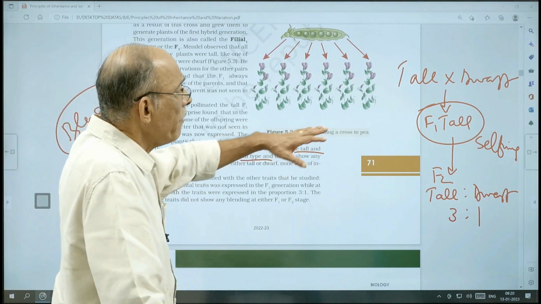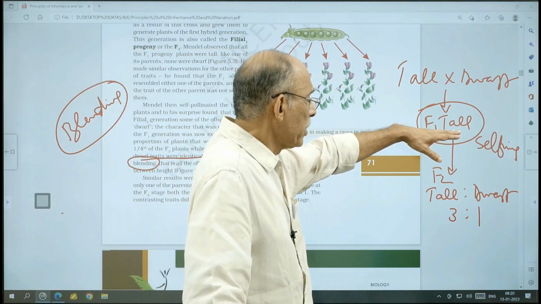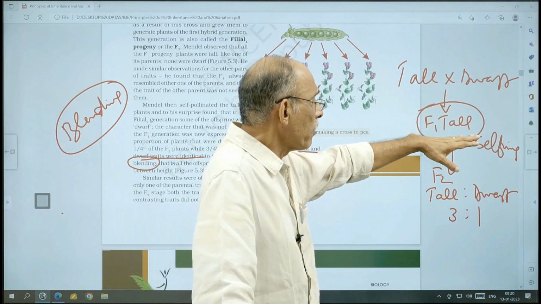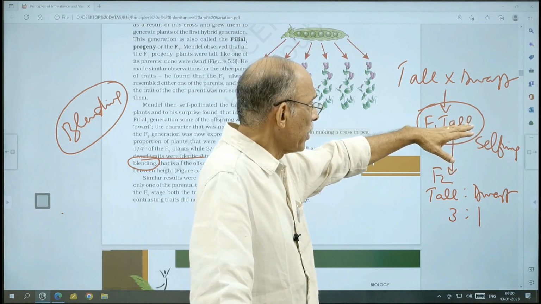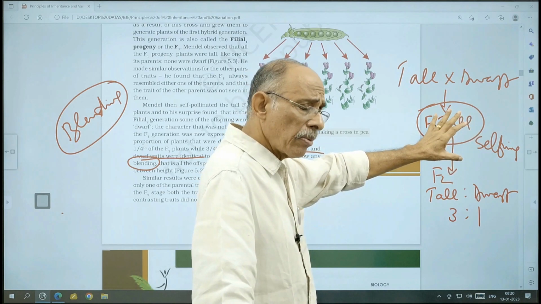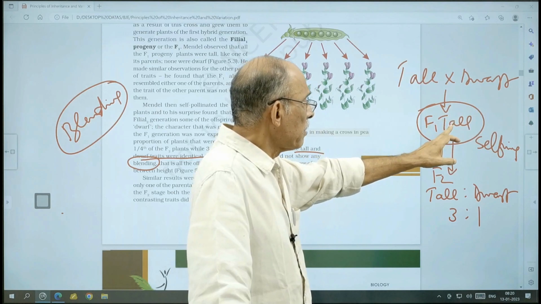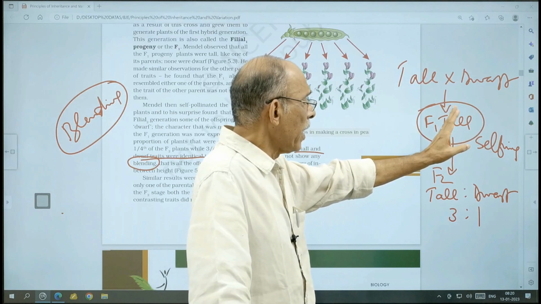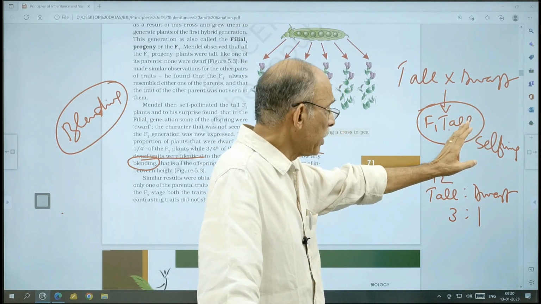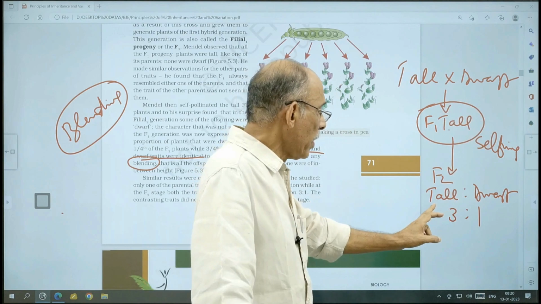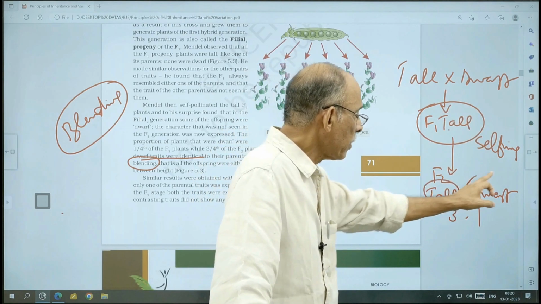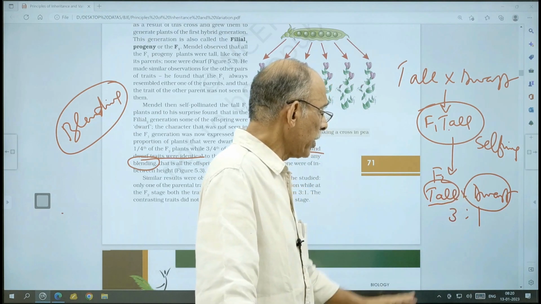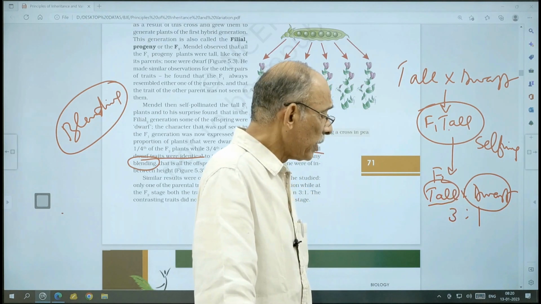That is why in the F1, both the characters were there, but due to some reasons only tall appeared and dwarf remained recessive. Dwarf did not appear, but they do not mix together. The alleles for tall plant remained as such, and the dwarf allele also remained as such. They did not mix together. And that is why in the F2, Mendel obtained these two traits, tall and dwarf, in the 3:1 ratio.